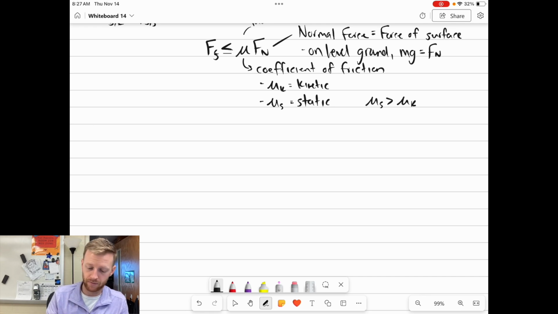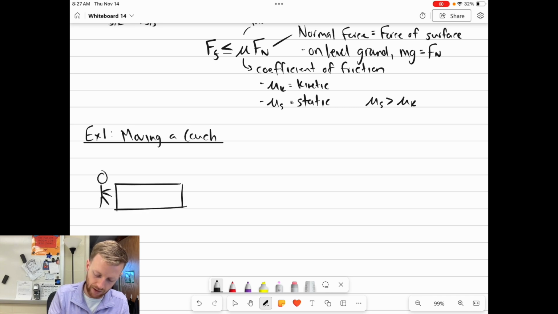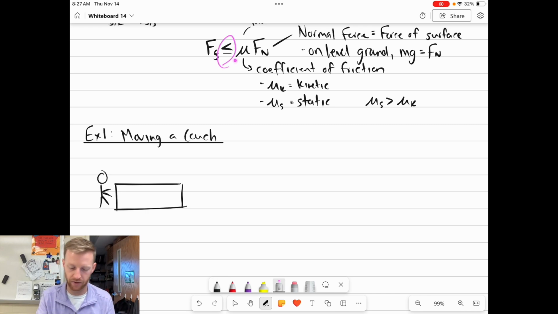I'm going to decide to move a couch today. Example 1. My couch is now a box, and here I am attempting to push it. Now, why do we have this less than or equal to sign? Well, if I barely push something, it's going to push back exactly as much as I am pushing on it until I break static friction.